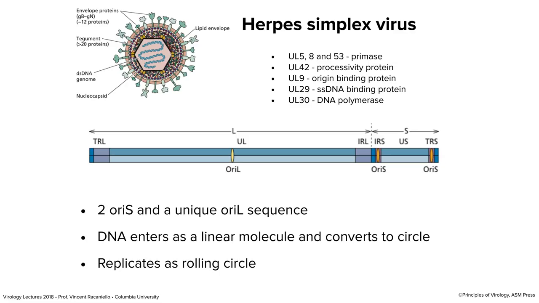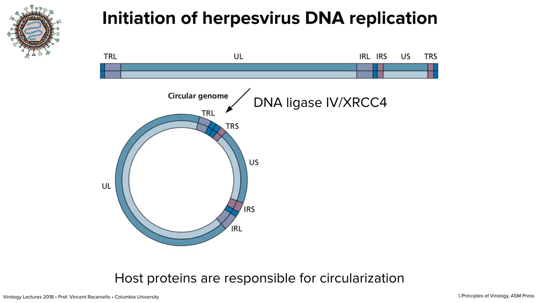And you can take plasmids encoding these proteins and put them in a cell with a piece of herpes DNA and it will replicate, showing that these are needed. Of course, you're still using host proteins as well. So how does this work? First, the DNA comes in the nucleus as a double-stranded linear molecule. There's a host cell DNA ligase called XRCC4, which brings the ends together and ligates them. So now you have a circular molecule, covalently closed circular molecule. So now it's looking a lot like SV40, but it's not going to replicate like SV40 at all. But again, this is circularized by host proteins, not by viral proteins.